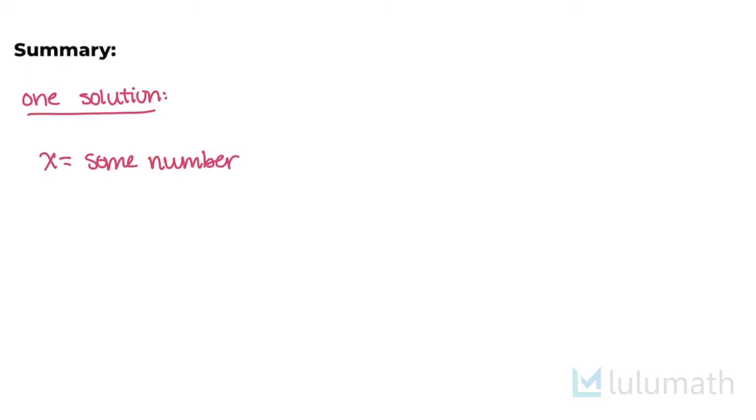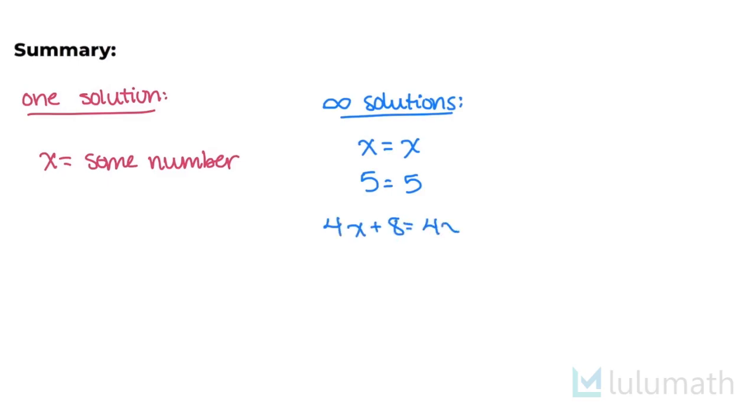Other times we'll get to a point where we have infinite solutions. And this happens when we end up getting to a point where we get like x equals x. Something equals itself. 5 equals 5, okay? We could even have like 4x plus 8 is equal to 4x plus 8. We get to a point where both sides are identical to each other. So this is called the identity.